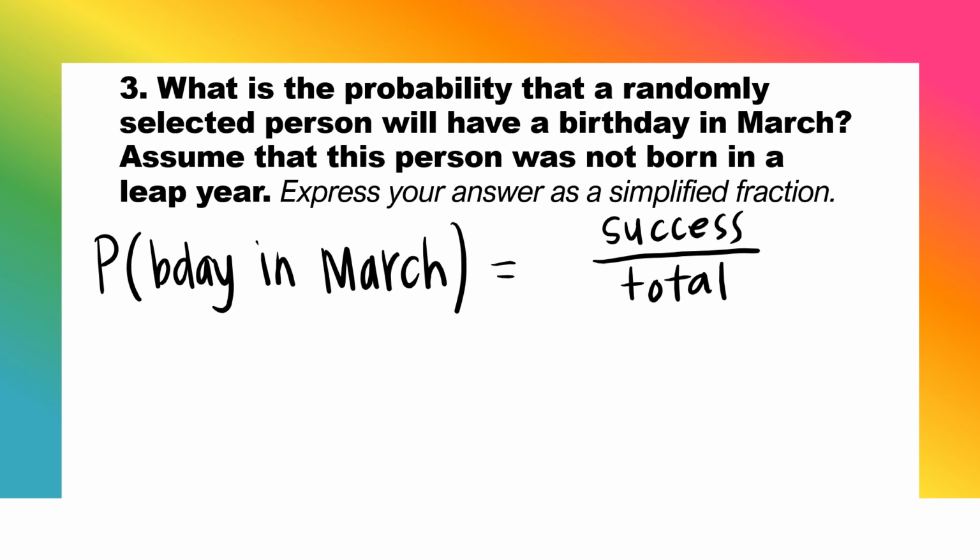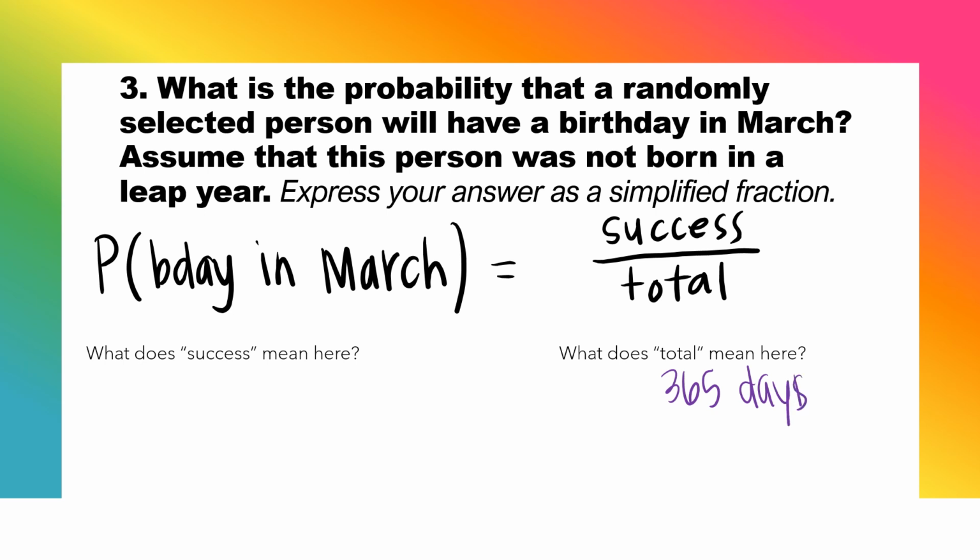We know that probability is success over total, and a success here means that the person was born in March. The total here, when we're saying total, we're referring to 365 days in a year, as long as it's not a leap year. And a success here means the person was born in March. So we want to think about, if we're doing this in terms of days, how many days are in March?